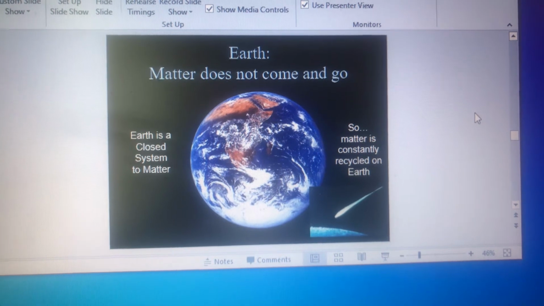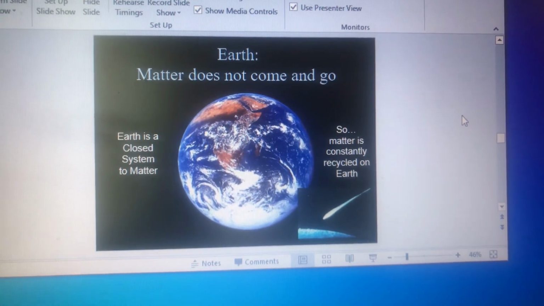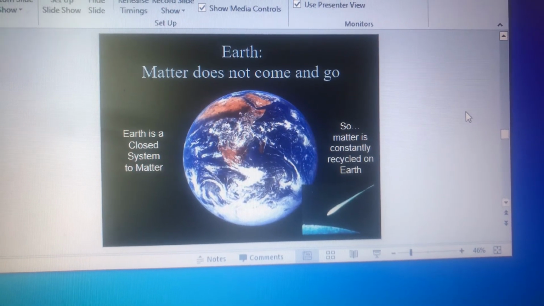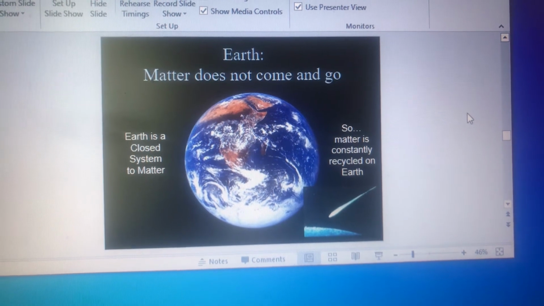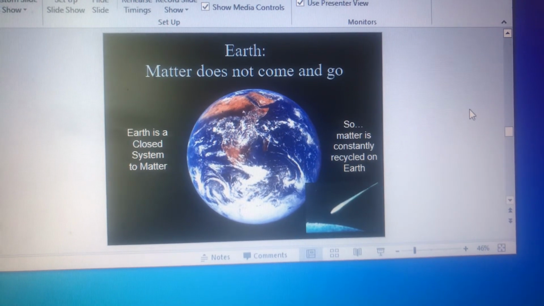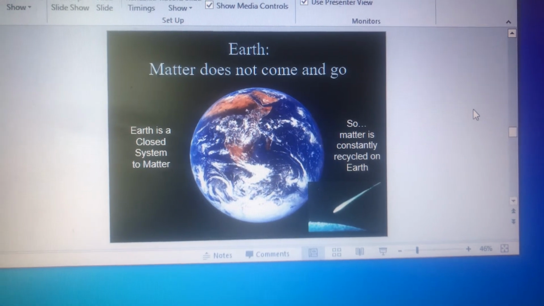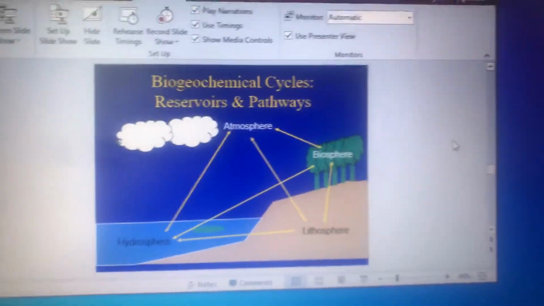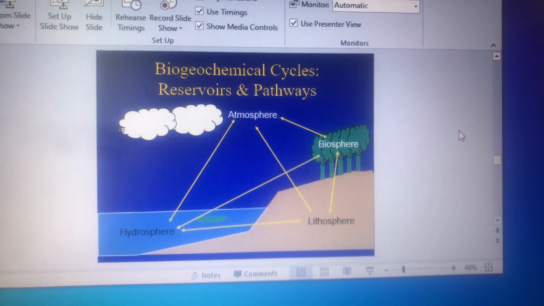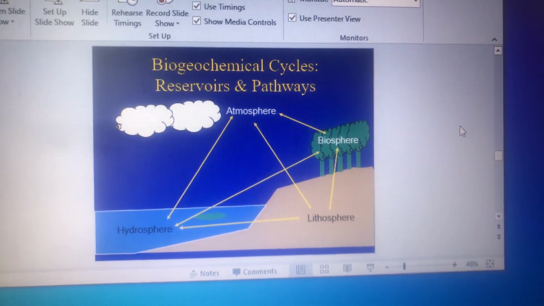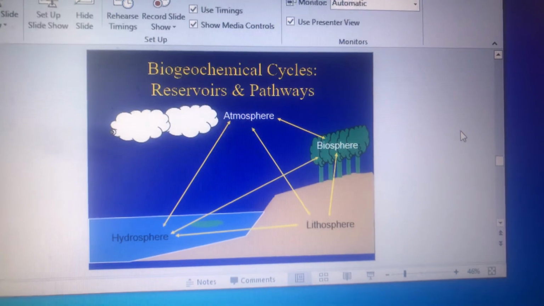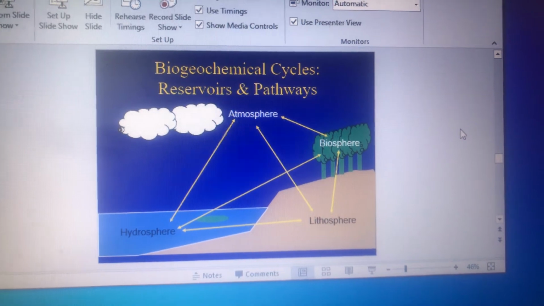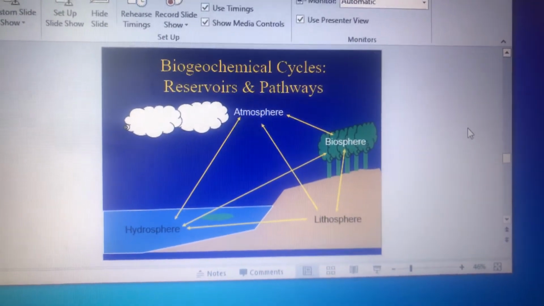Now, energy does, though, doesn't it? Okay? So, when we say Earth is a closed system to matter, that means that matter is constantly being recycled on Earth, doesn't it? So matter doesn't come and go. It's just being recycled into different compounds from different types of element makeup. And then here are some biogeochemical cycles, reservoirs and pathways. So it goes from atmosphere to hydrosphere, lithosphere, back and forth. They're always constantly going from one to the other, to the other, to the other.